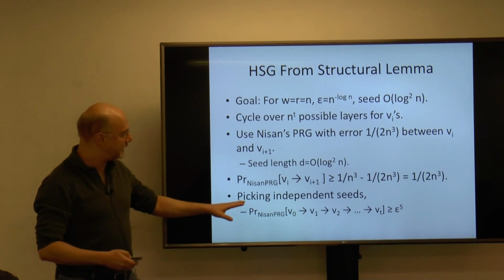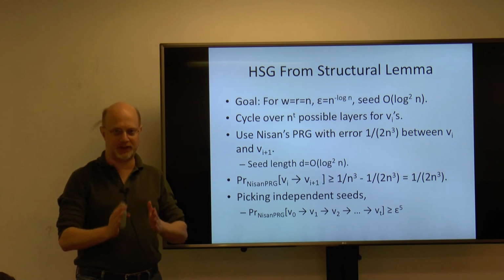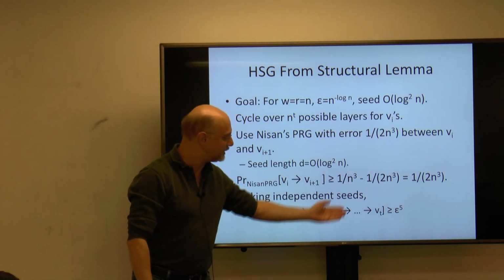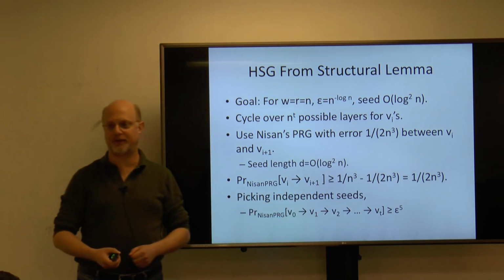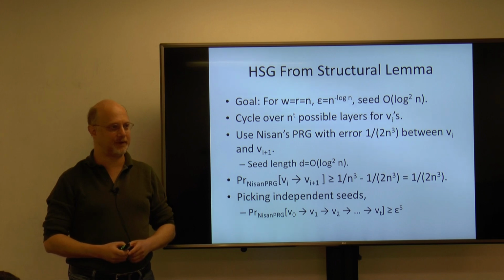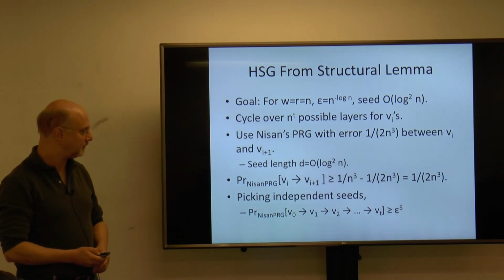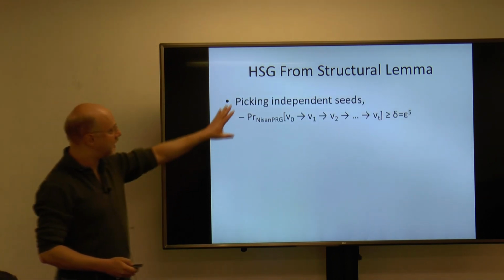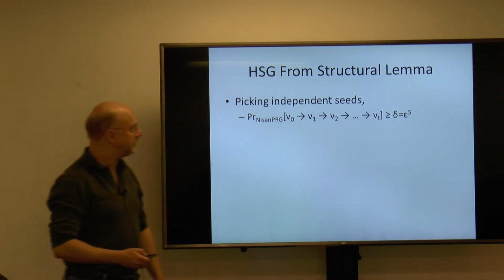So if we pick independent seeds using Nisan's pseudorandom generator between each vi and vi plus 1, we don't lose too much. The probability of going through all these vi's was epsilon to the 4th. Now maybe it's epsilon to the 5th. It's even a little better. Okay, so now we've established this. Let's call that probability at least delta.